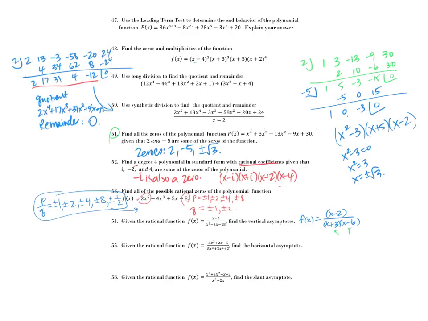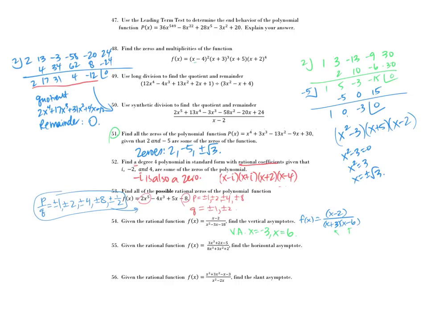So it's going to have vertical asymptotes. Since we don't have any common factors in the numerator and denominator, both of those factors in the denominator will give me a vertical asymptote. So I'll have a vertical asymptote at x equals negative 3 and a vertical asymptote at x equals 6.